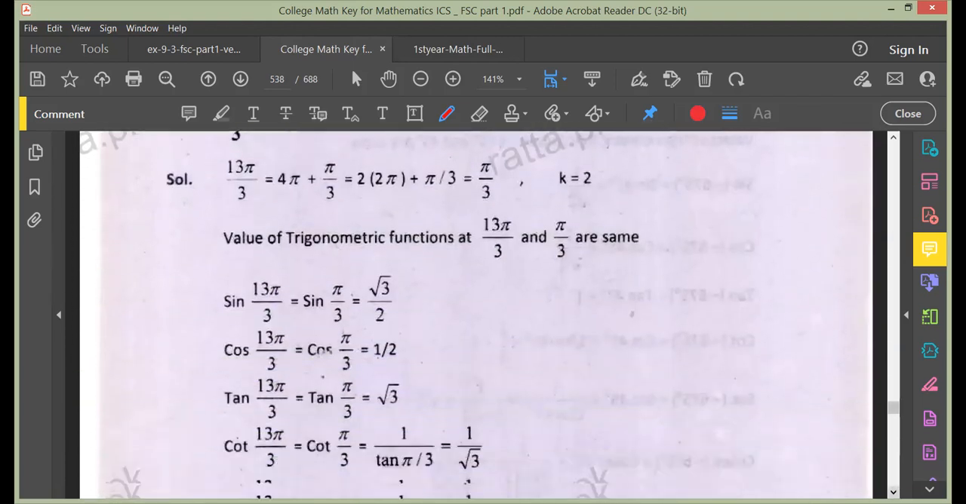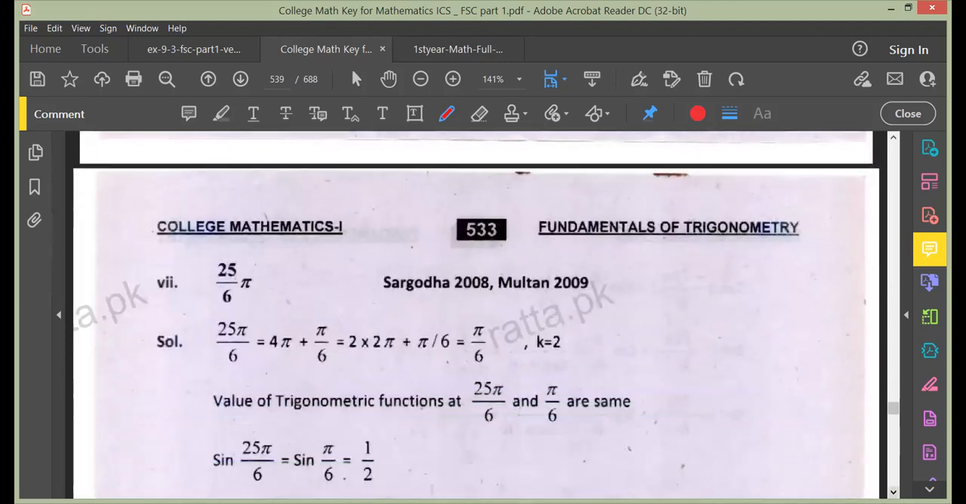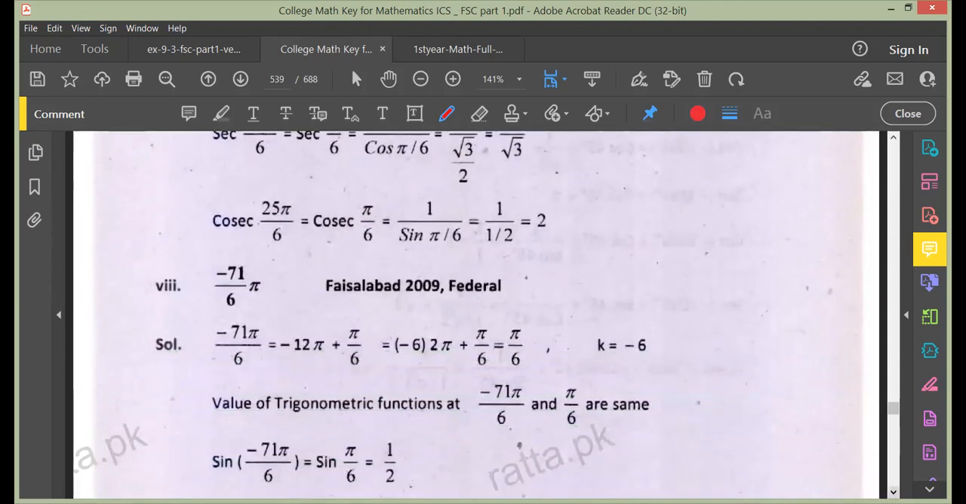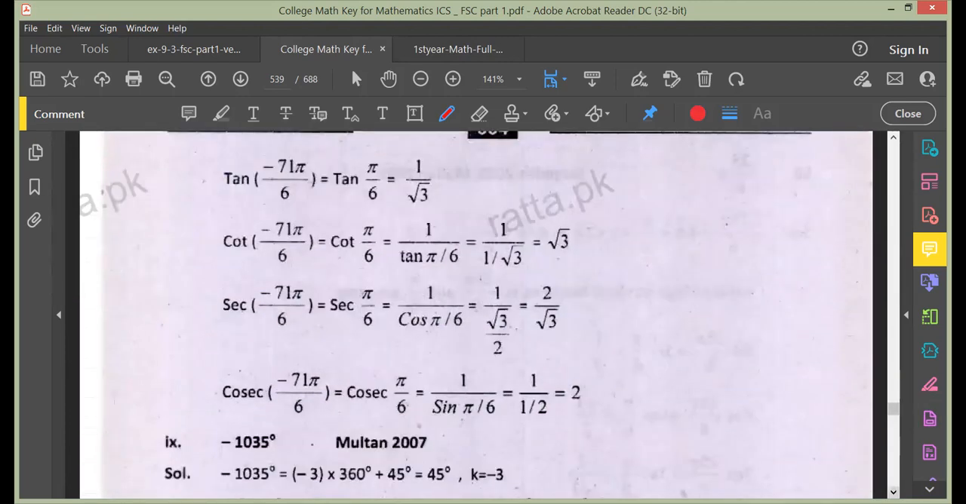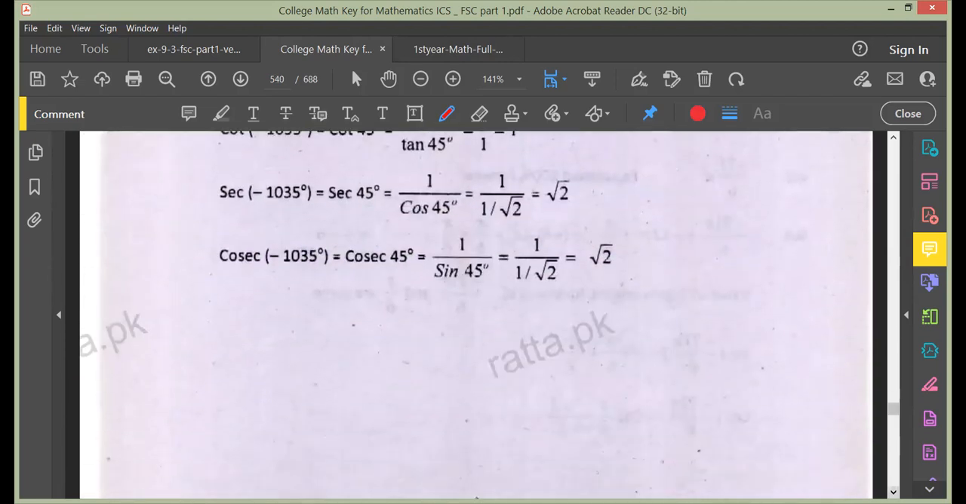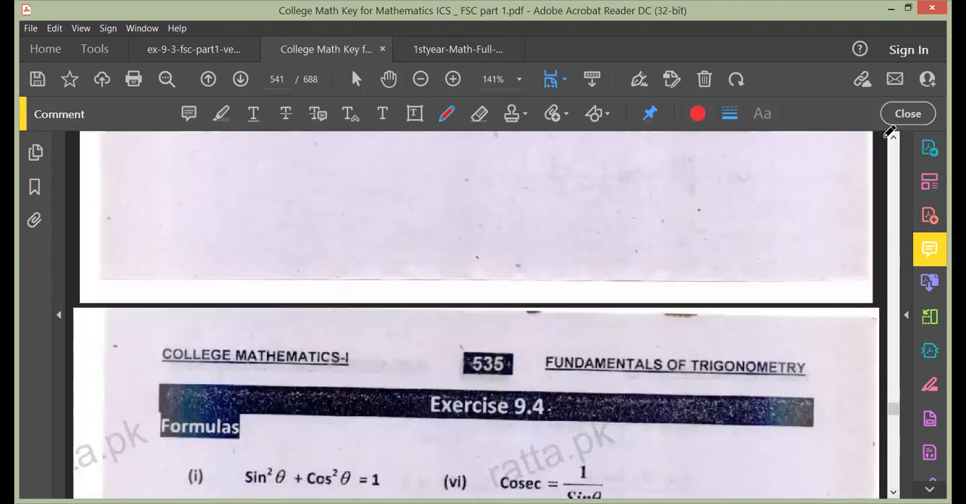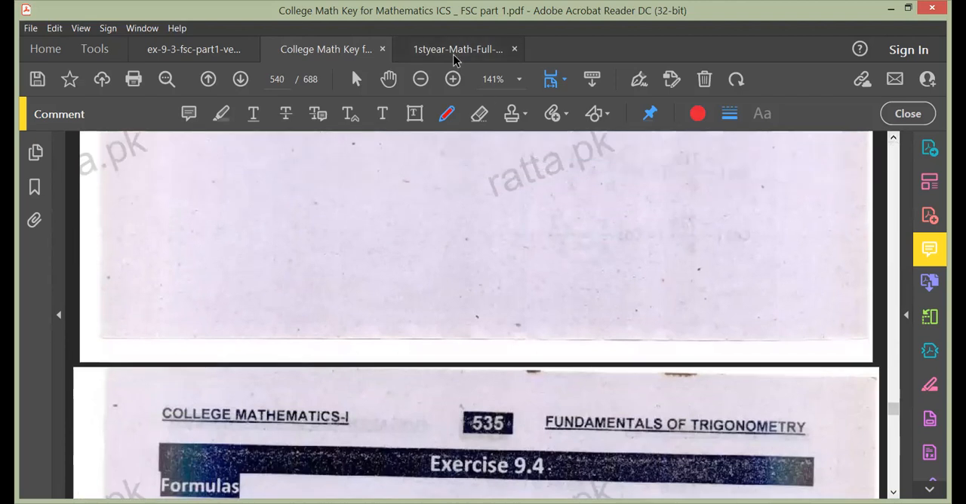Similarly for 13 over 3 pi. So this is our final solution of the whole exercise. Tomorrow we will discuss exercise 9.4.